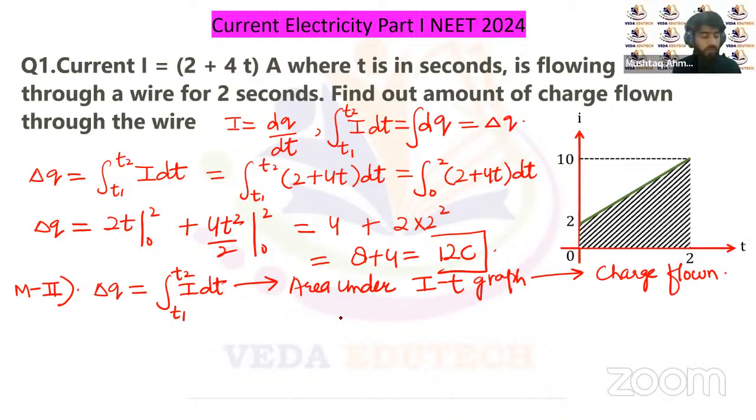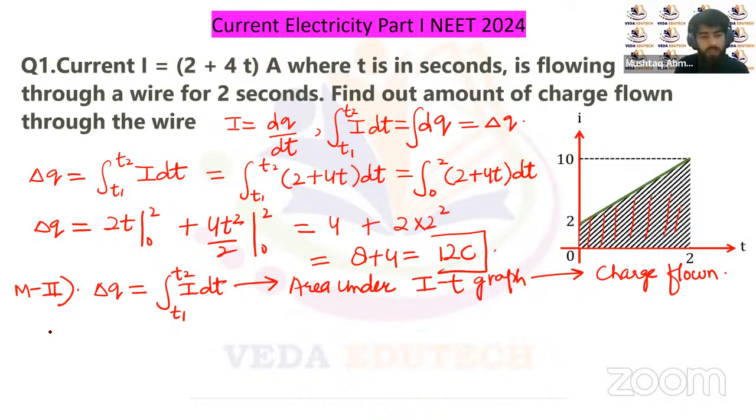So there are two ways. One way is to integrate the current with respect to time. Another way is to use the concept of area under the graph, right? Now, calculating the area under this current time graph, you can see here it's a trapezium, right?